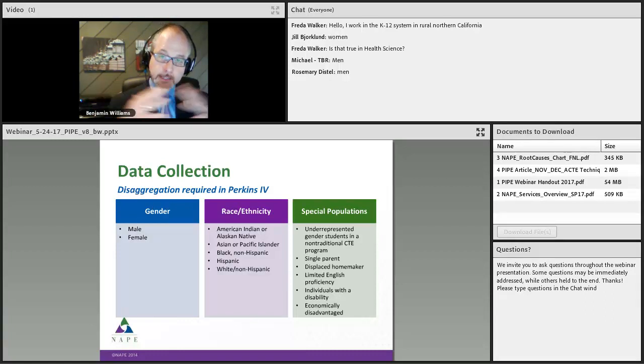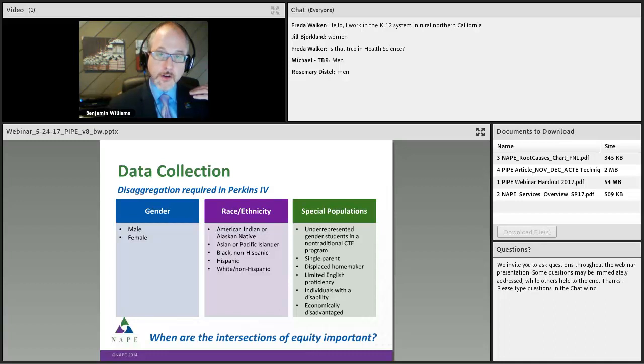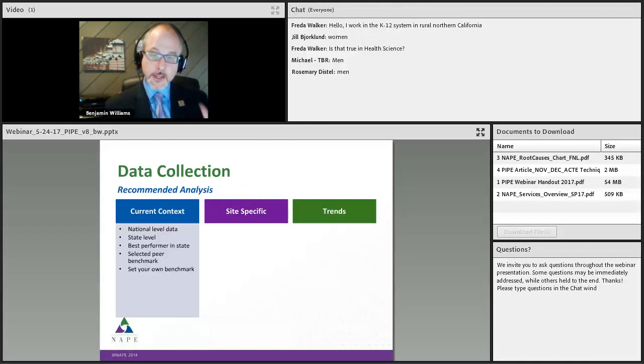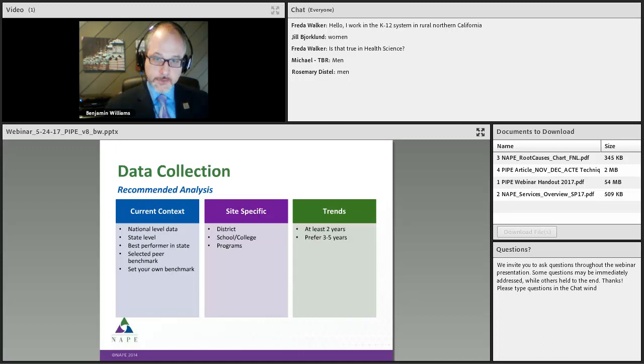And then to look at the intersection of those demographics to see where there are specific gaps in the participation of students as compared to the overall institution or the community, or especially where those high-skill, high-wage, high-demand career pathways are. We want to think about it in the current context, but we also want to look at it at the local level and then look at that over time.